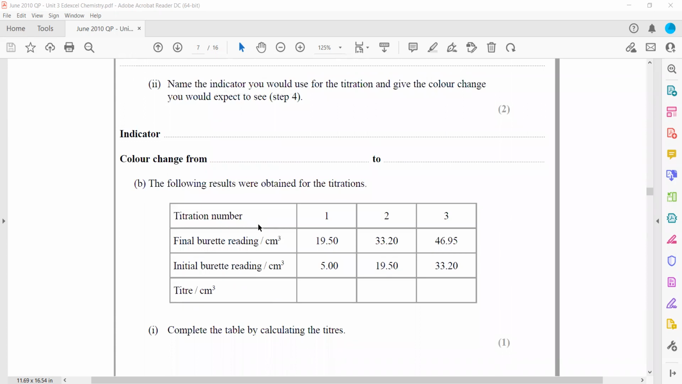Name the indicator which we use. Whenever there is an iodine and thiosulfate titration, we always use starch as an indicator. And what is the color change? Initially it is blue black when the iodine molecule is present, and then it turns colorless. So starch is there as an indicator. The color change is from blue black to colorless.